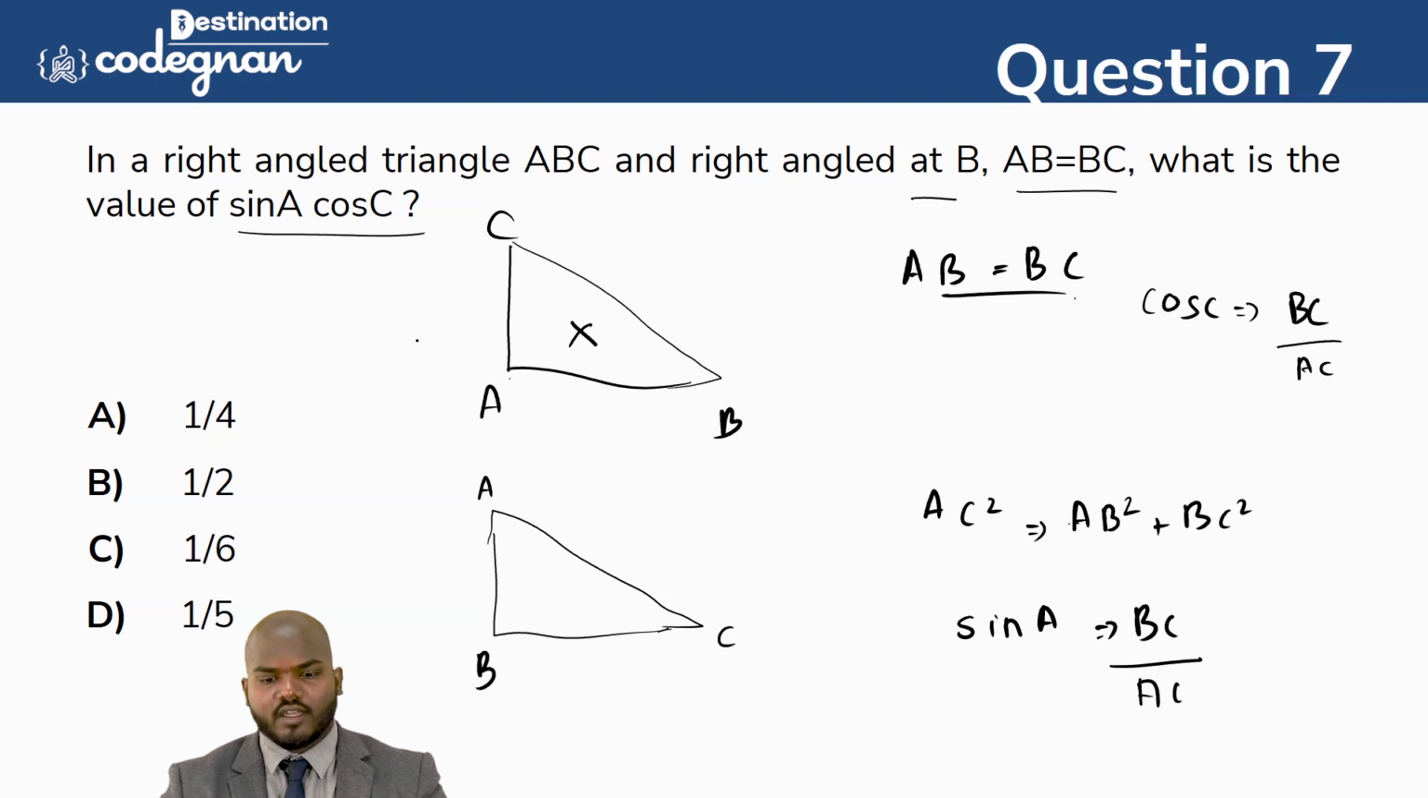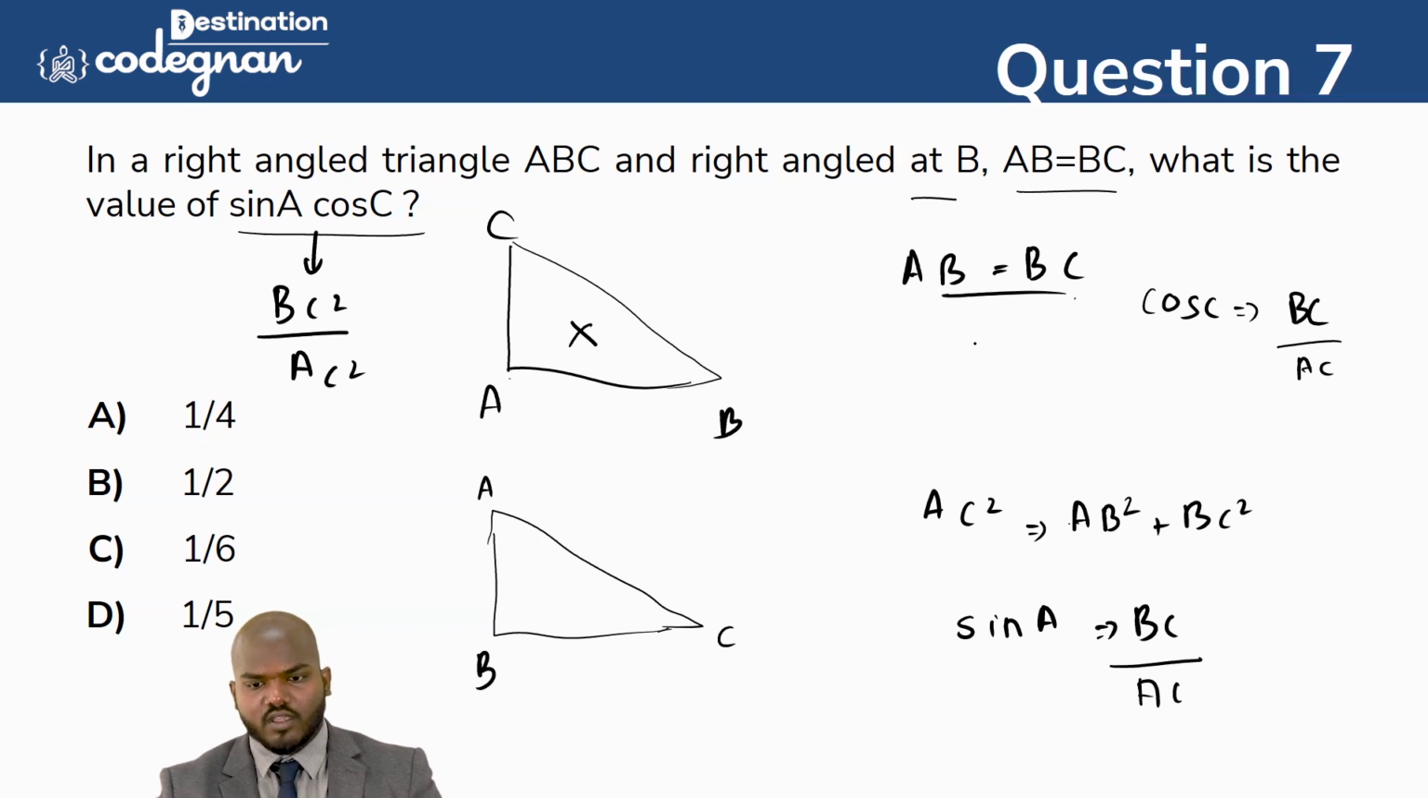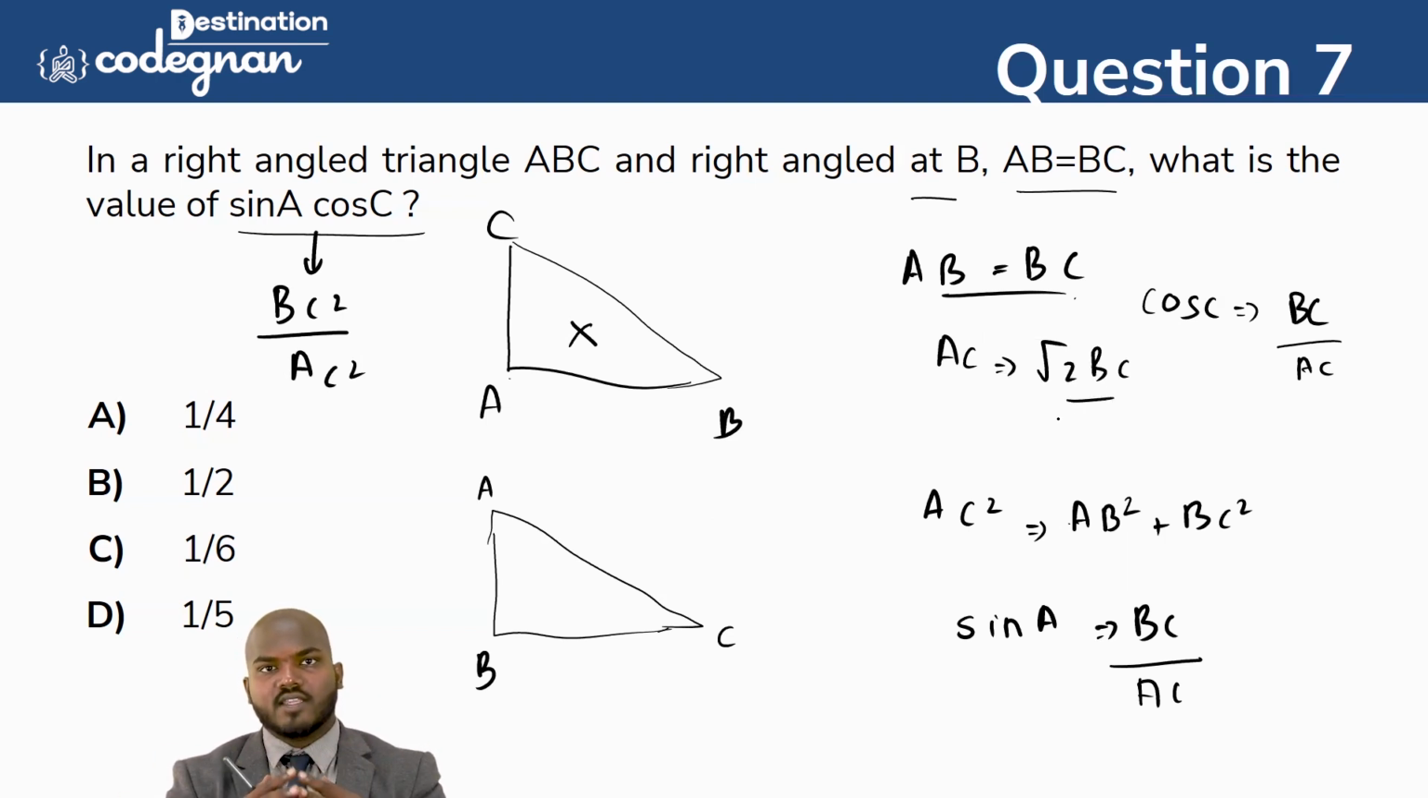But you need the product, right? If you apply the product of sine A and cos C, it will give you BC square over AC square here. So you need to know what AC and BC are. You have already seen that AC is equal to root 2 times BC, because you are applying the formula that AB is equal to BC.